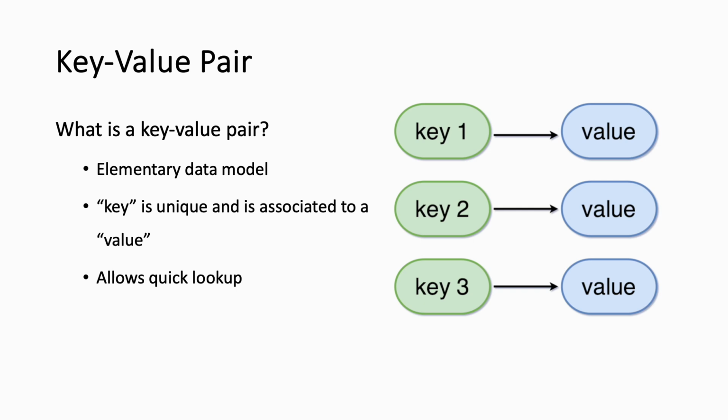Let's first discuss what a key value pair is. As we can see in the diagram, a key value pair is an elementary data model where each unique key is associated with a value. This key and the value can be of different types. Each can hold a different value, but the condition is that each key should be a unique value. This model allows for quick lookups and has a number of applications in computer science.